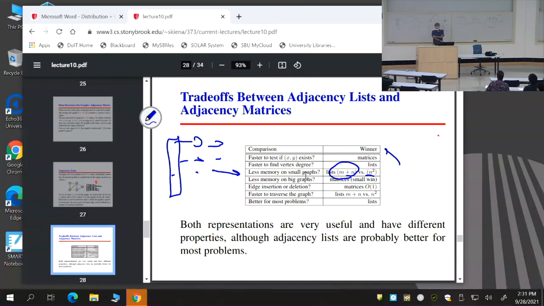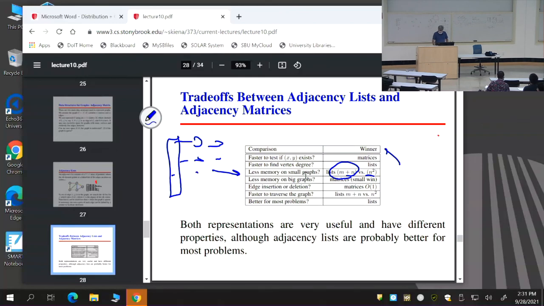Notice that the most edges you can have is n squared. If you have n squared edges, the adjacency list is going to take n squared space. Actually, there are pointers and other things, so if you really have a dense graph, you're better off with a matrix. Okay?